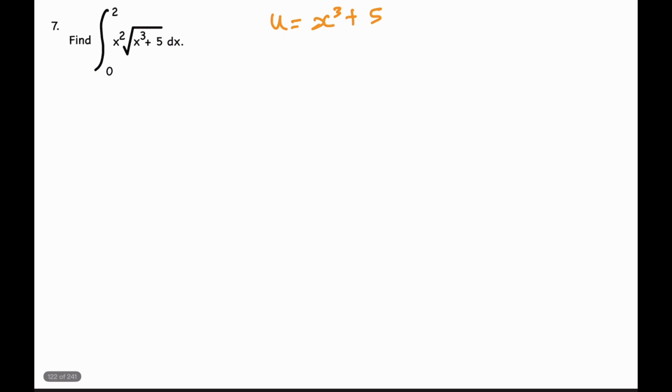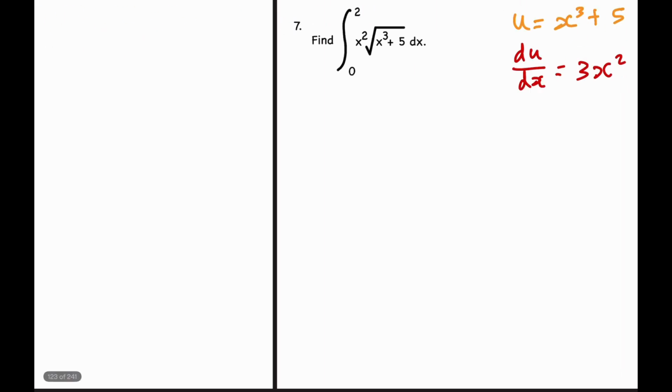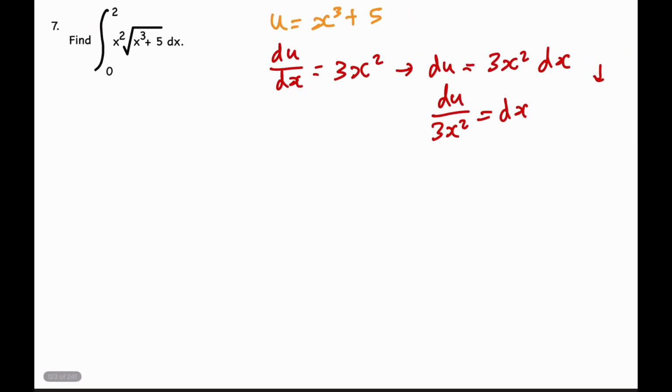First, we would make our u, because we're using integration by substitution. Our u is equal to whatever's inconvenient, which in our case would be the x cubed plus 5. So the inconvenient is this part here. And then after, we would have to find what du dx is. So u is equal to x cubed plus 5. So du over dx, when we differentiate this, we're going to get 3x squared.